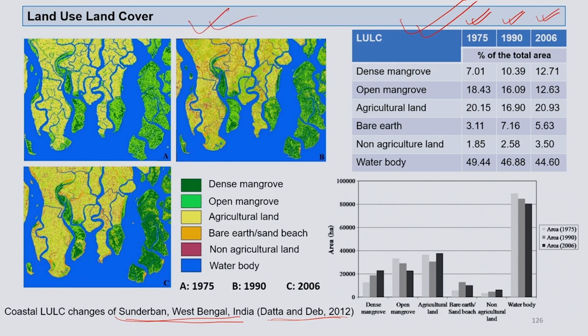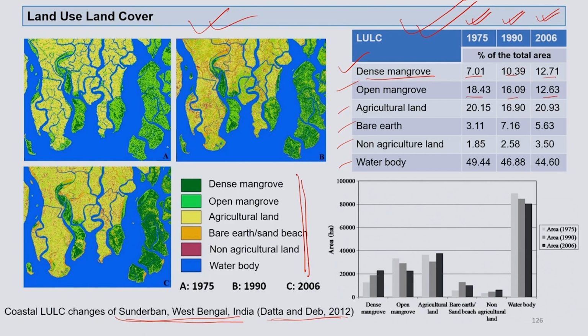Now, for this also remote sensing and GIS help. There are a few categories: dense mangrove, open mangrove, agricultural land, bare earth, non-agricultural land and water body. So, these are the color symbols for each one of these 6 different types of LULC. And now you look at the percentage change over every 10 to 15 years.